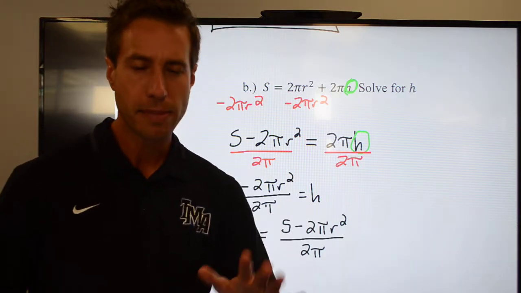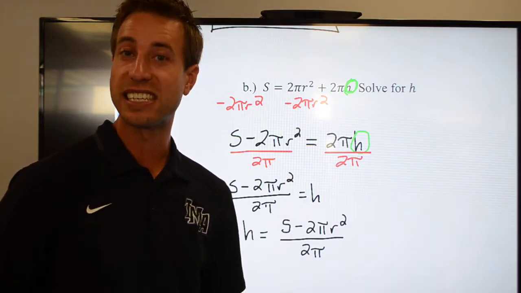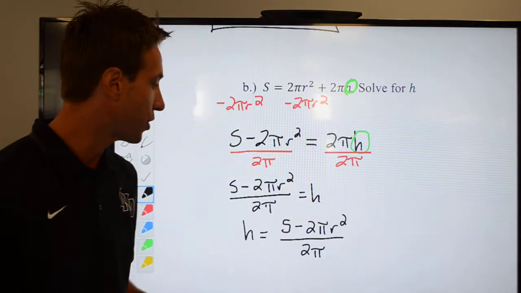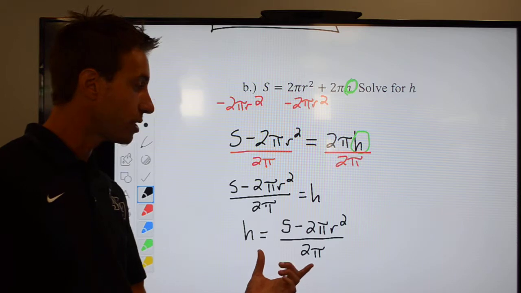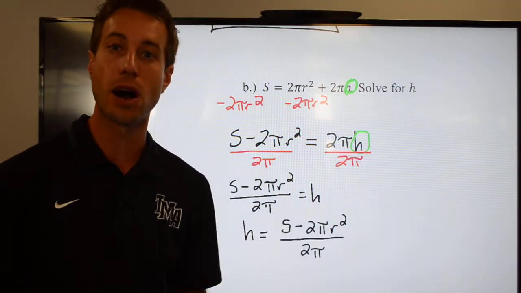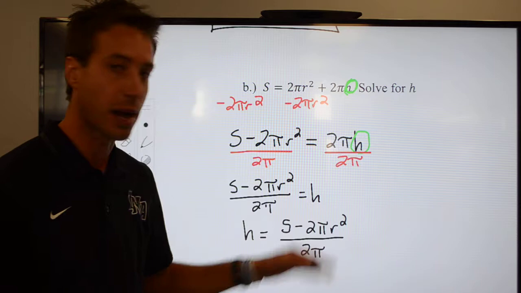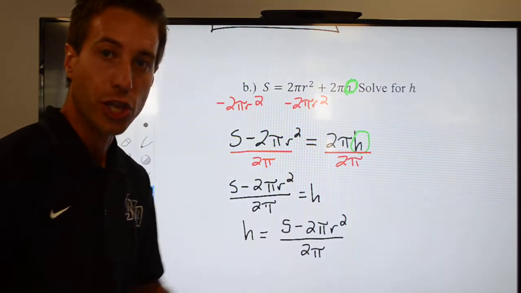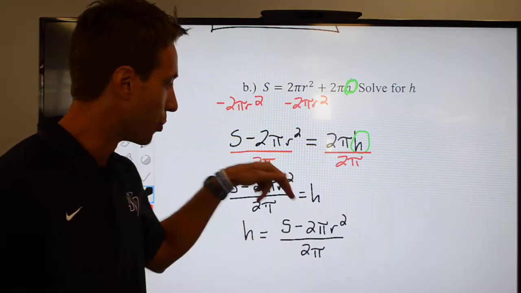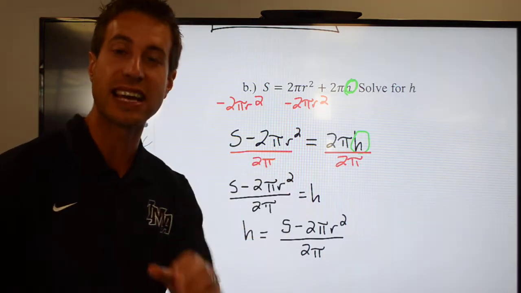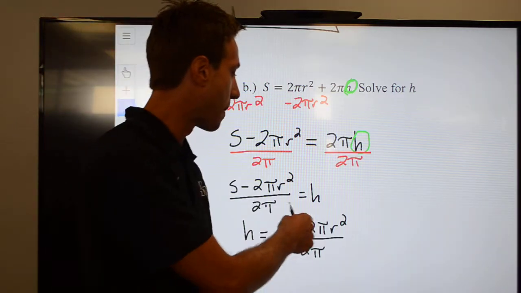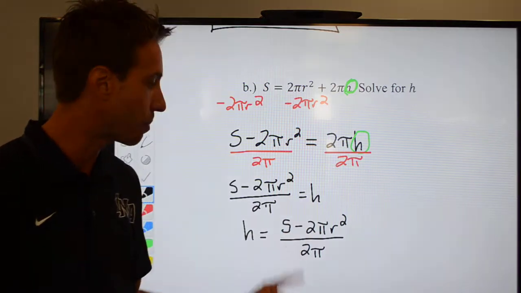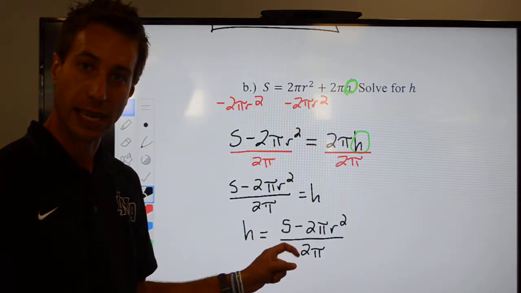If you're not quite sure, maybe pause the video, check with the person sitting next to you, or hop on the internet and Google it. Once you've come up with your answer, what we should see here is that you cannot cancel this 2 pi with this 2 pi, and here's the reason why. You should remember this from Algebra 1. You cannot cancel through addition or subtraction, and that's exactly what I have here. I have s minus 2 pi r squared. I cannot cancel those 2 pi's because of this minus sign right here.